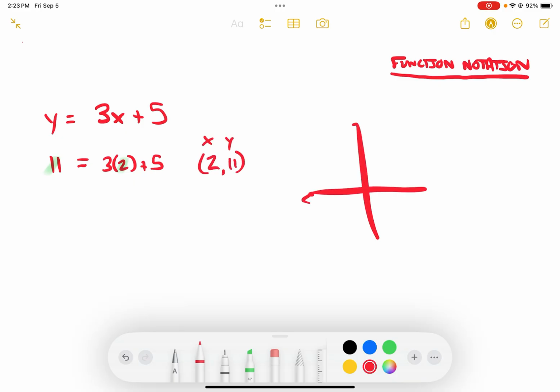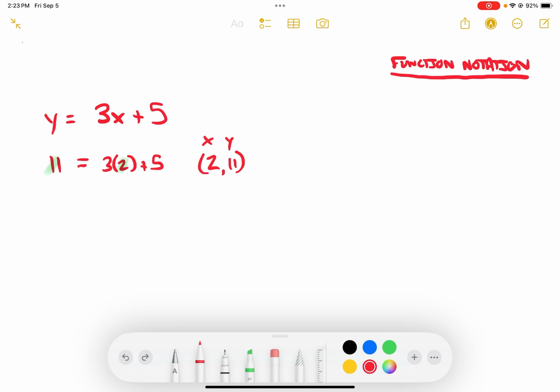And that is what makes the dots on our coordinates, right? This coordinate is 2 comma 11 because when I plugged in 2, I got 11. And sometimes we have functions where the dots end up making specific shapes and patterns, but that's for a different video.